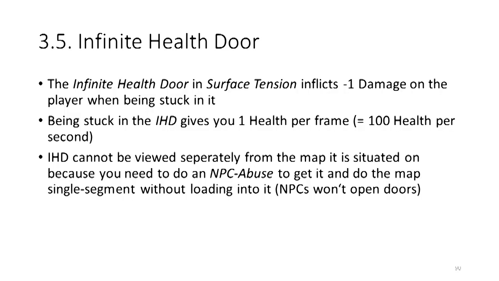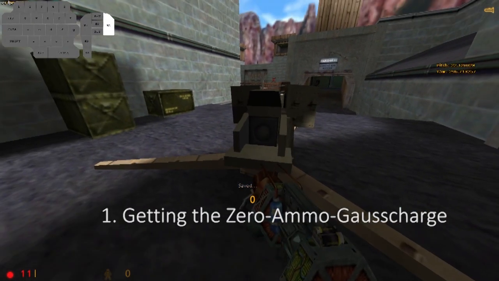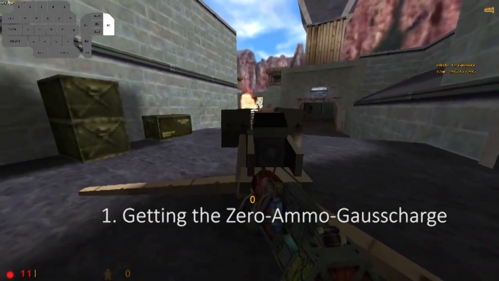The infinite health door is not just a wrongly coded damage output of a door giving you 1 health per frame when stuck, but a sequence of actions necessary to complete. You cannot load into the map, and to complete the map, you need to do several tricks in a single segment. Think of the IHD starting the map before, with getting the Zero-Ammo-Gausscharge to not lose too much ammo.